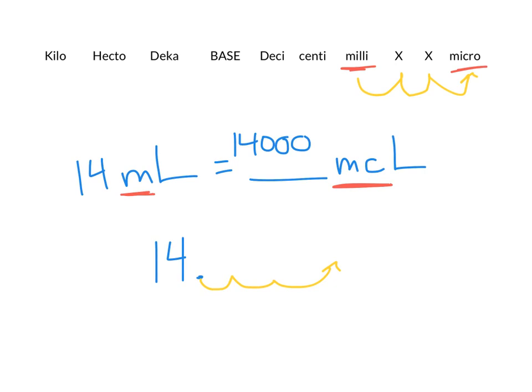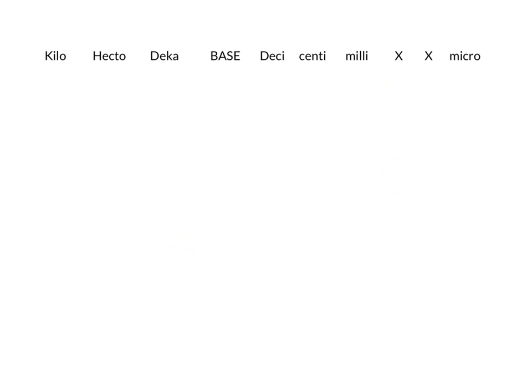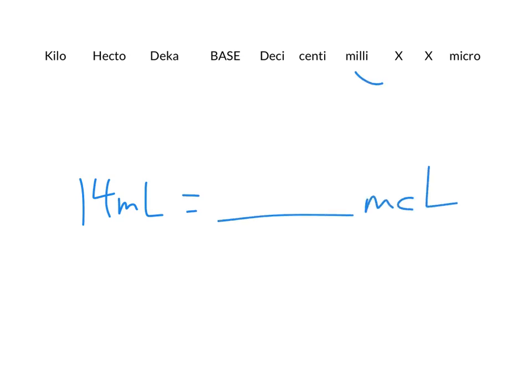Now let me tell you what else is happening here. Looking at this, there is a different way we could approach it. What's happening every time we move to the right? Let me put that last example up there again. I went from 14 milliliters to microliters, and since we moved 3 places to the right, we ended up adding 3 zeros, and that got me to 14,000.